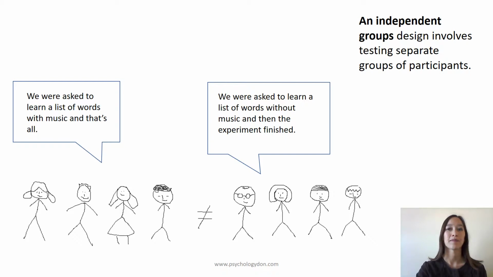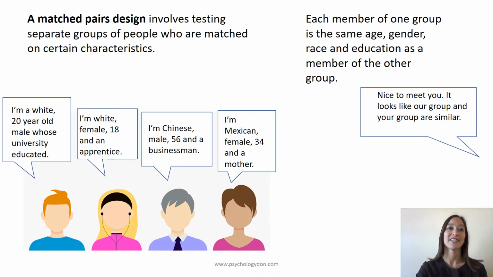A matched pairs design involves testing separate groups of people who are matched on certain characteristics. Each member of one group is the same age, gender, race, and education as a member of the other group. This avoids participant variables. That's differences between the participants in each group that could affect results.